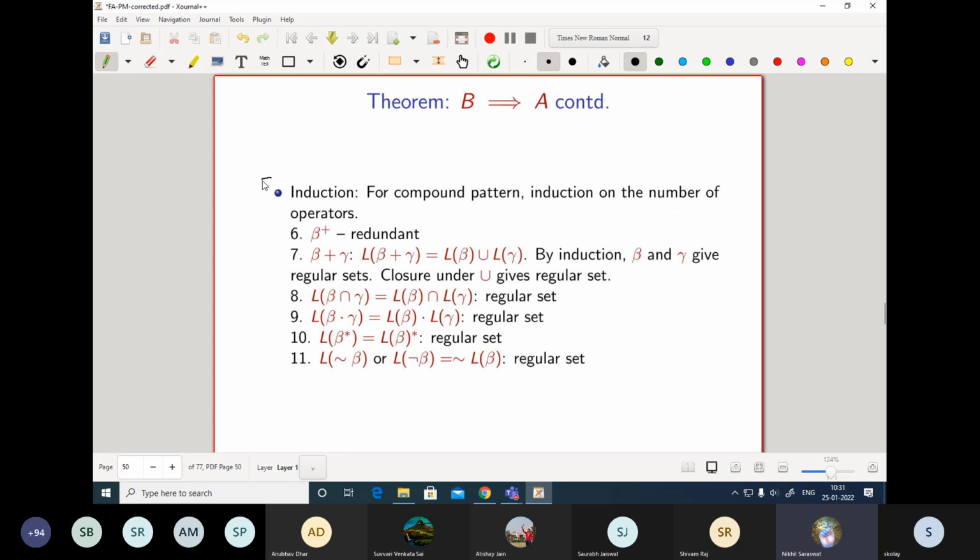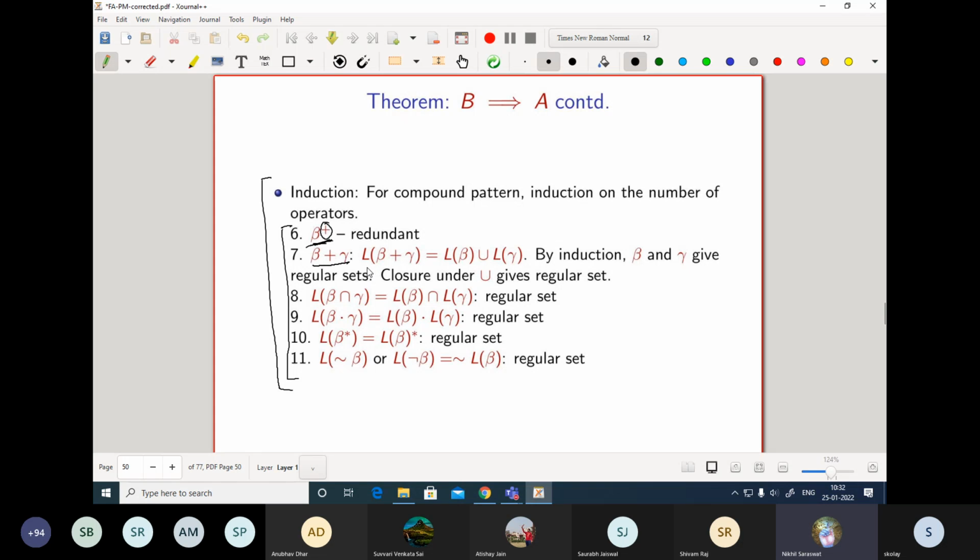Now we are ready for induction. For any compound pattern, we will induct on the number of operators. So what are the forms in which the compound pattern can be? The compound pattern can be of the form beta plus, but the plus operator is redundant, so we can assume that this will not be appearing in our pattern. Next is beta plus gamma.